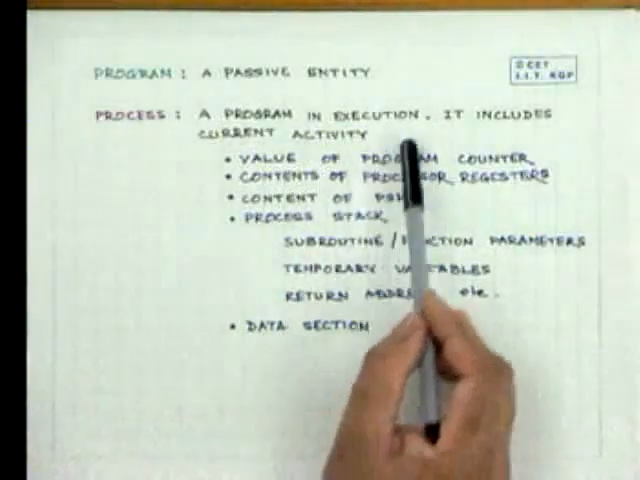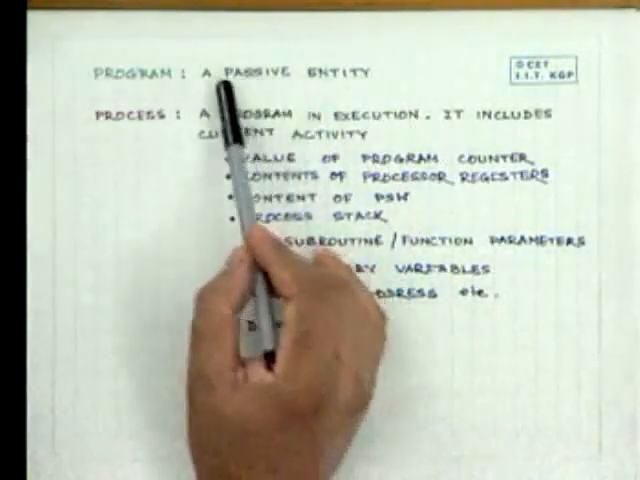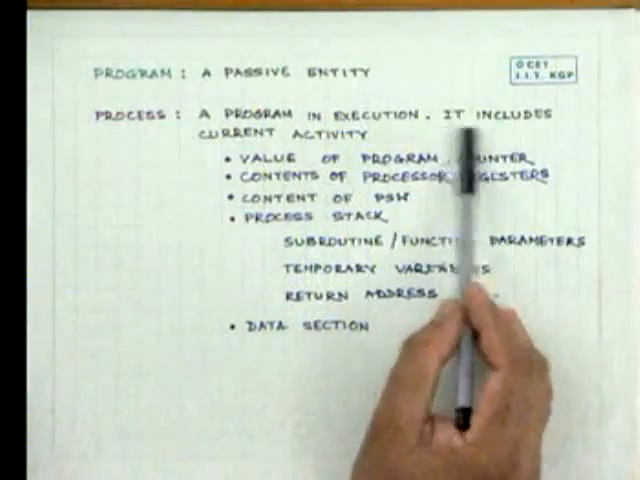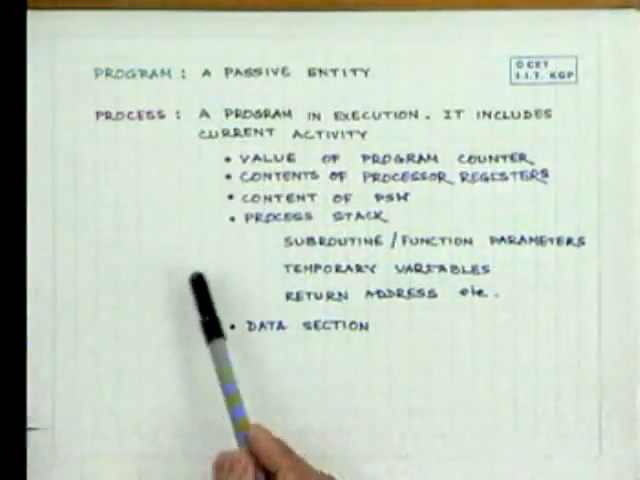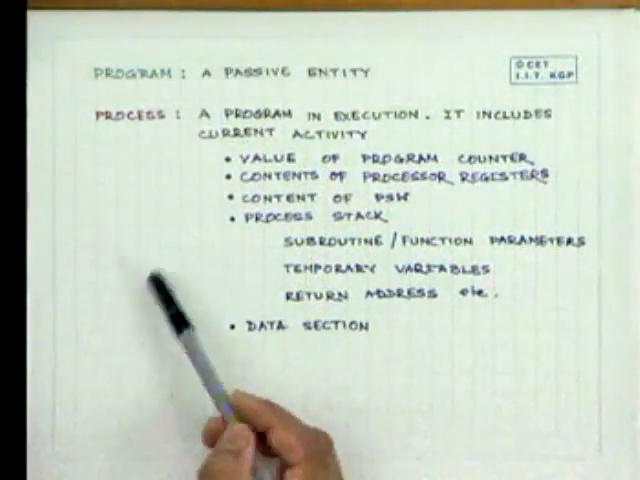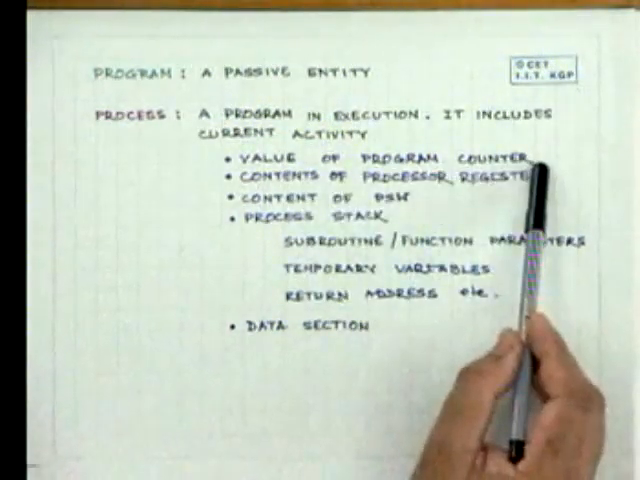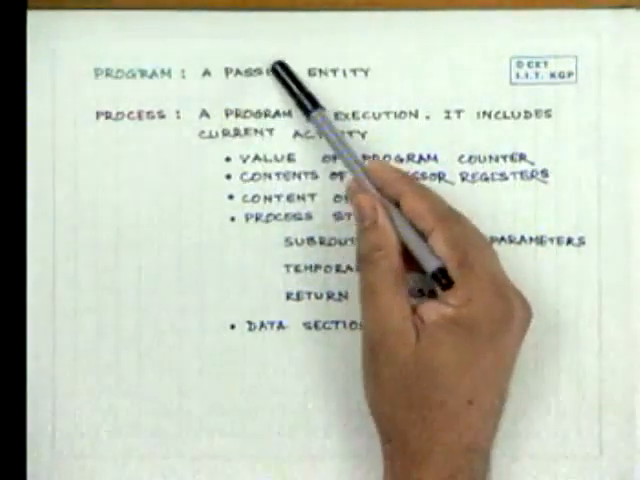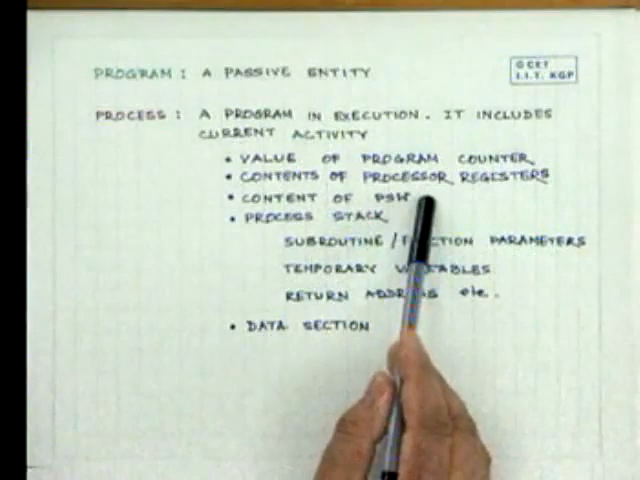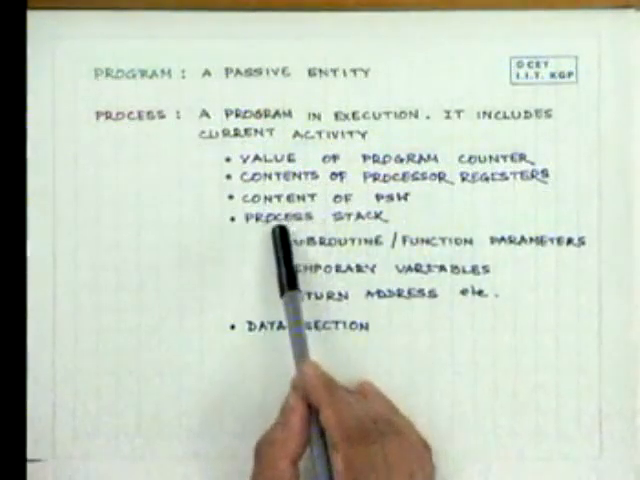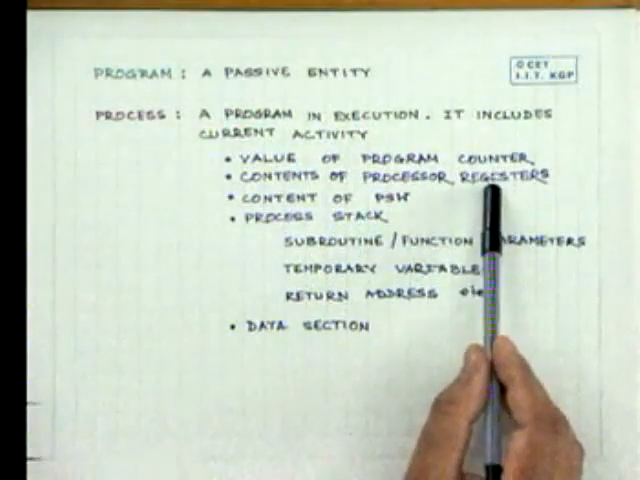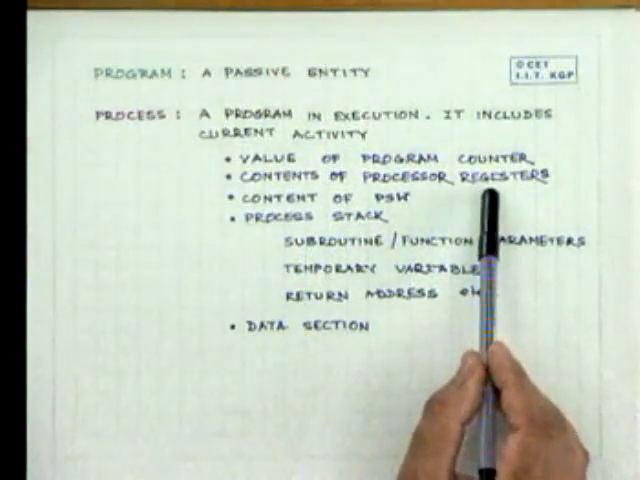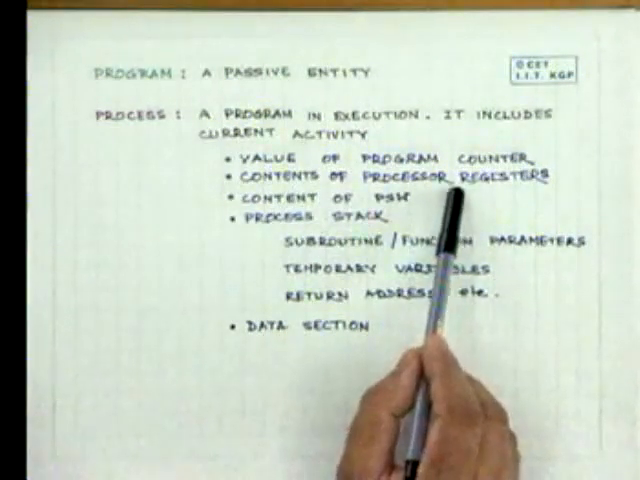A process is a program in execution. Naturally, it has something more than a passive entity, in that it includes the current activity. What does the current activity include? The value of the program counter, since it is executing, is included in the process corresponding to the program. Contents of processor registers, because all the processor registers are holding intermediate results, are also included in the process.